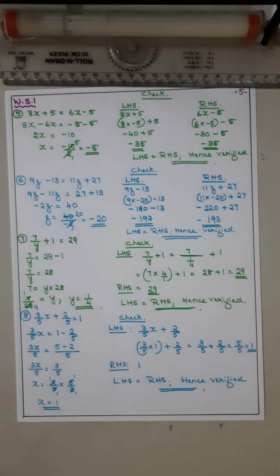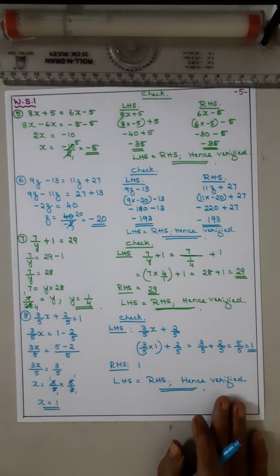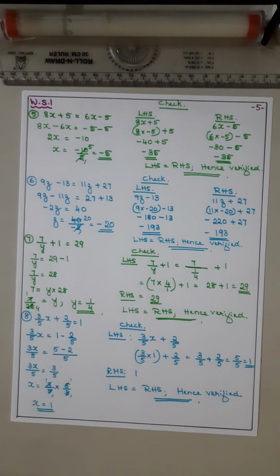Is it clear? Hope everyone understood up to question number 8. All are small sums, isn't it? Comparatively easy sums.